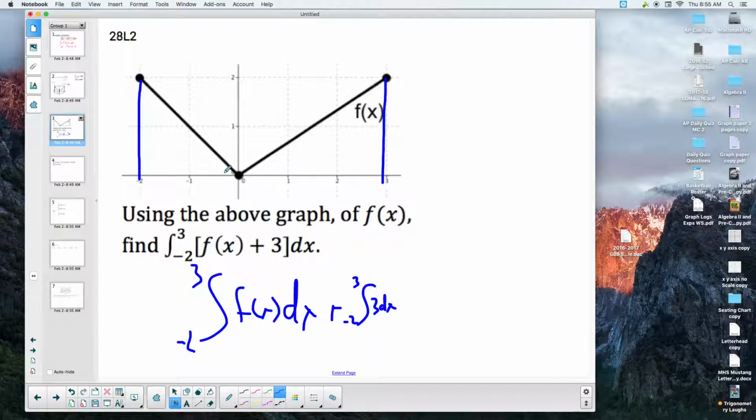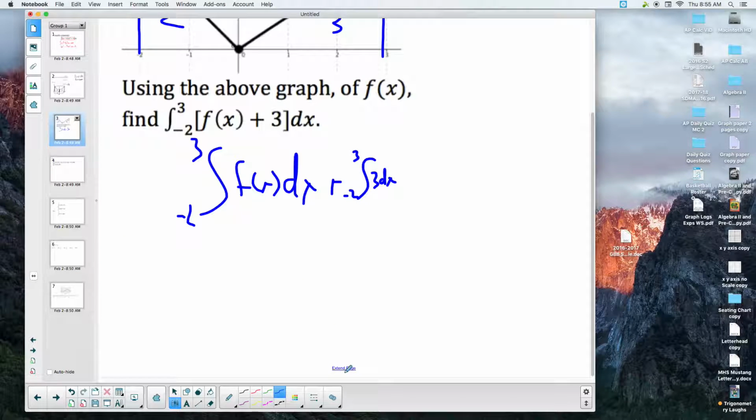This triangle has an area of 2. 2 times 2 times 1/2 is an area of 2. This triangle is 3 times 2, which is 6. Half of 6 is 3. So from negative 2 to 3 of f of x is 5, plus 3 times, 3 minus negative 2 is 5. So this is 5 plus 3 times 5, which is 20.